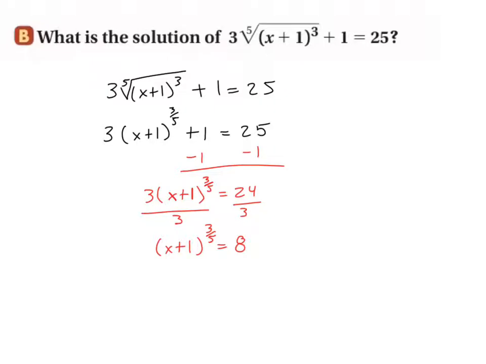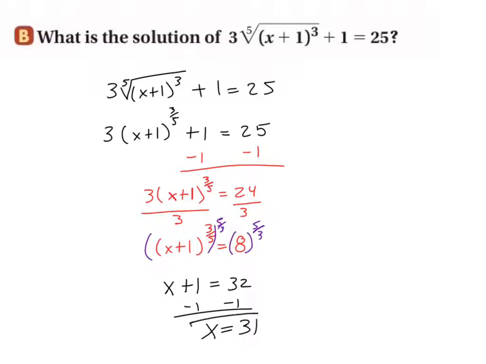So now what we can do is get rid of this by raising both sides to the 5/3 power. We're using the reciprocal, so 5/3 power. And notice that neither 5 nor 3 is even, so we don't have to worry about any of that absolute value stuff. So in this case, we're just going to get x plus 1 equals 8 to the 5/3 power, which is just 32. And then we just want to finish solving this by subtracting 1. And so x equals 31.